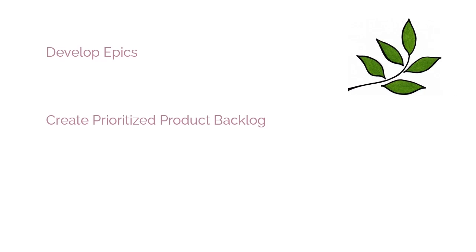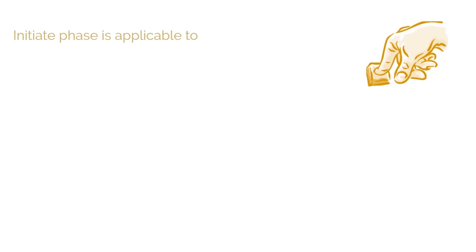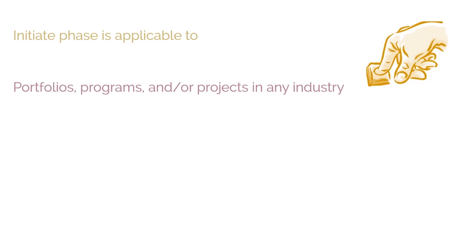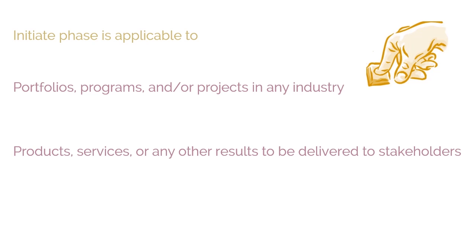This chapter includes the processes related to initiation of a project: create project vision, identify Scrum Master and stakeholders, form Scrum team, develop epics, create prioritized product backlog, and conduct release planning. The initiate phase, as defined in A Guide to the Scrum Body of Knowledge, is applicable to portfolios, programs, and/or projects in any industry, products, services, or any other results to be delivered to stakeholders, and projects of any size or complexity.